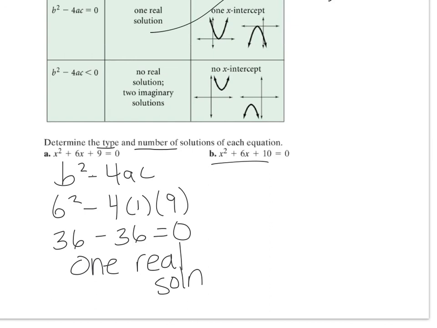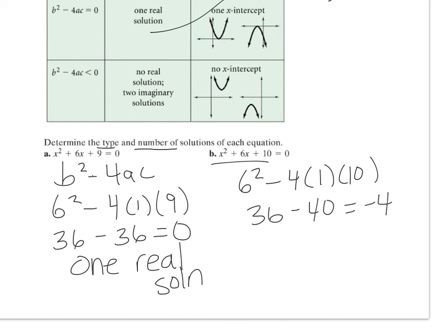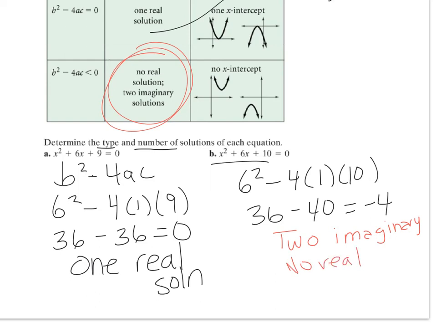Now I'm going to do b squared minus 4ac right here. So I do 6 squared minus 4 times 1 times 10. 36 minus 40 is negative 4. So it's not negative 4 solutions. It's a negative number, so there's no real solution, but there's 2 imaginary solutions and no real. I'd really like you to write both of these, 2 imaginary and no real. Don't just write no real. We're stepping it up now that we know that no real solutions means 2 imaginary ones.